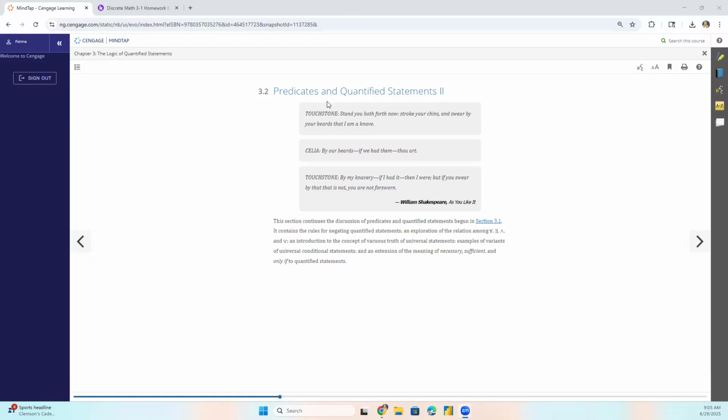3.2 is called Predicates and Quantified Statements number 2. In this section, we're going to continue discussing the predicates and quantified statements that we started in the earlier section. But we're also going to learn some rules for negating quantified statements. And we're going to look at how to negate "for all" and "there exists" quantifiers.